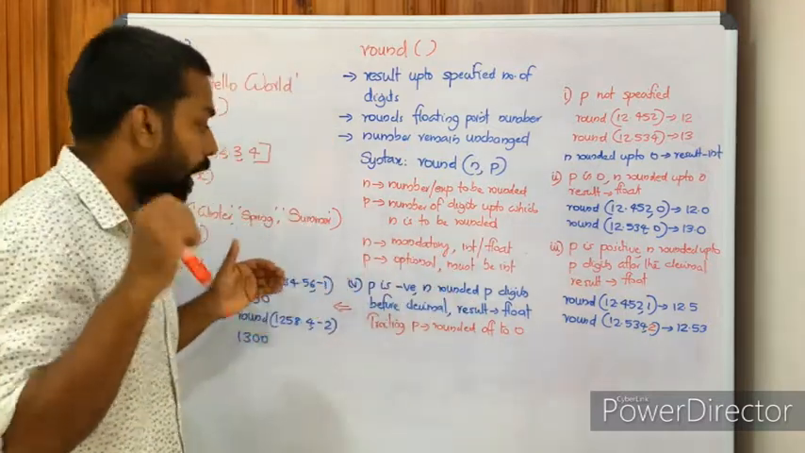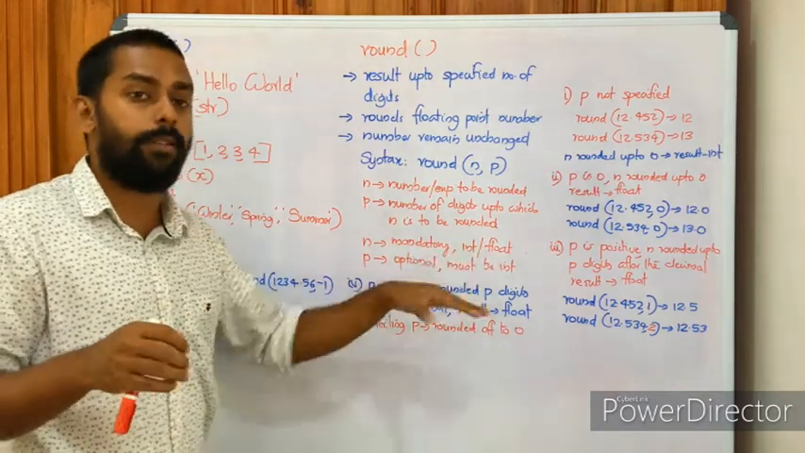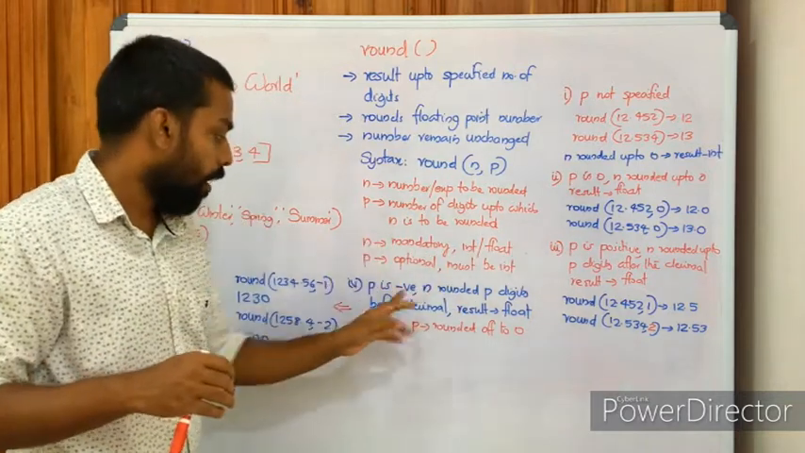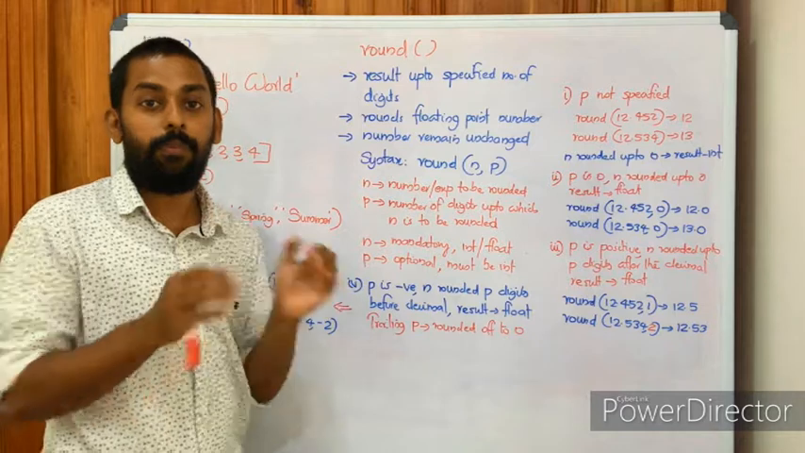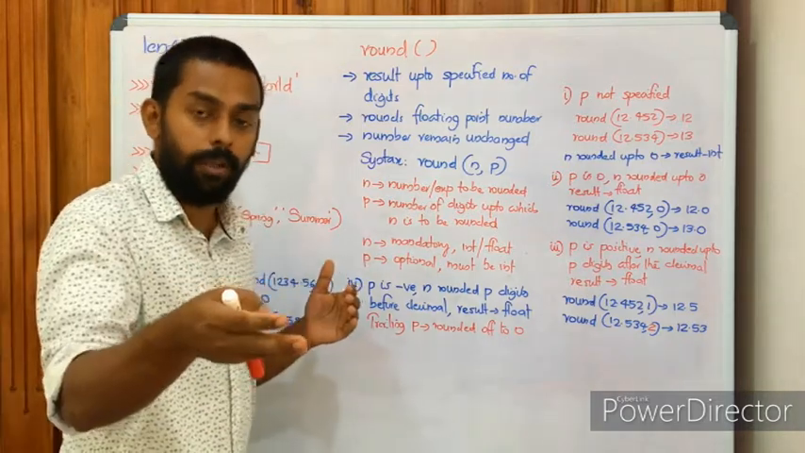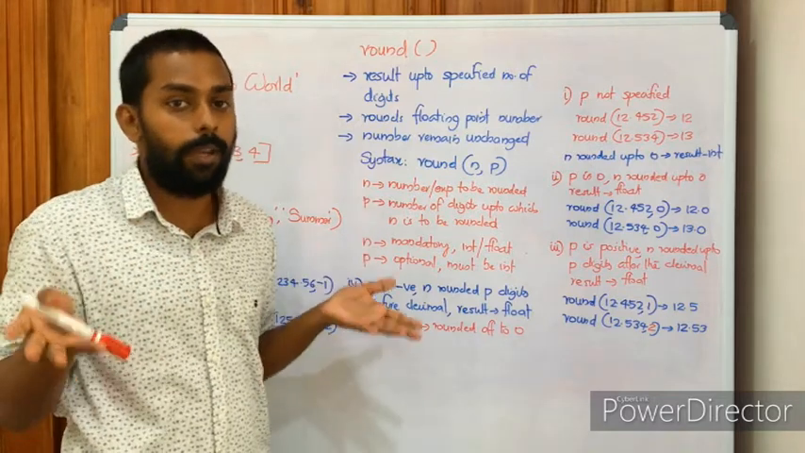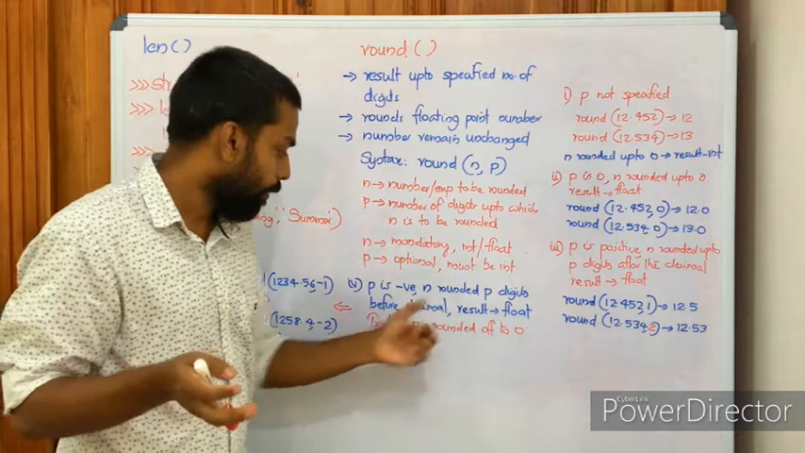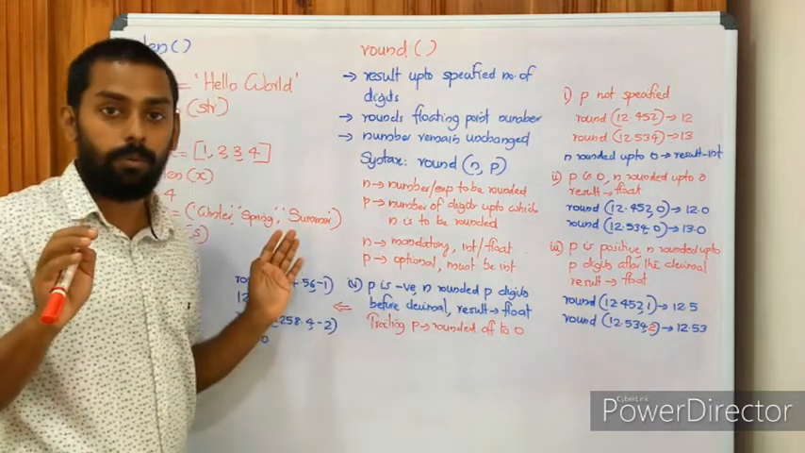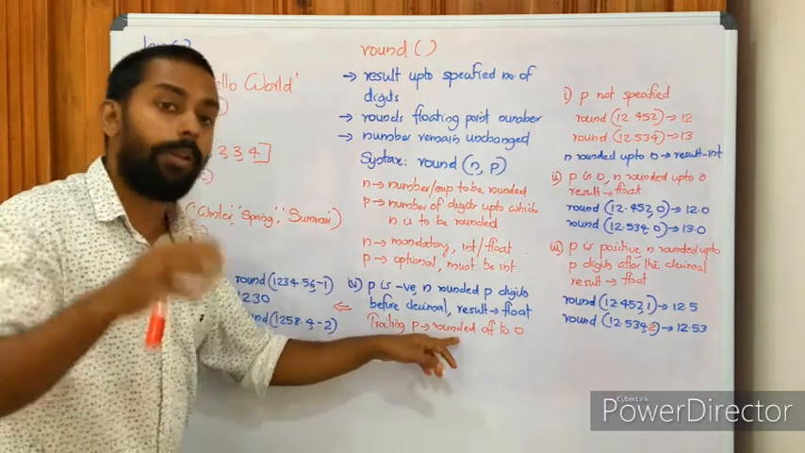And the last one is when p is negative. n will be rounded off to p digits, as we have seen in the third example, but before the decimal point. When the value of p is positive, it is after the decimal point, and if it is negative, it is before the decimal point, and the result will be a floating point one. Then trailing digits will be rounded off to 0. That's a point to be noted.